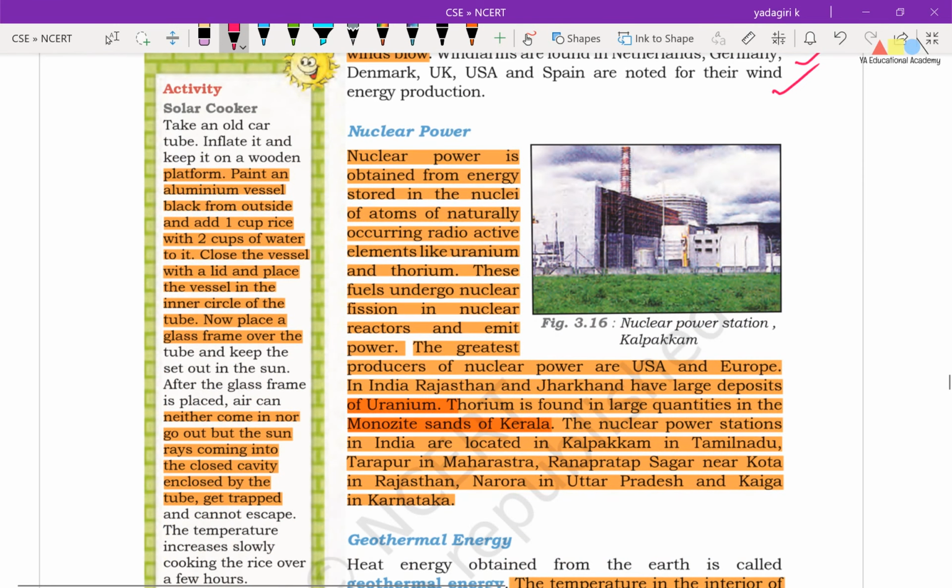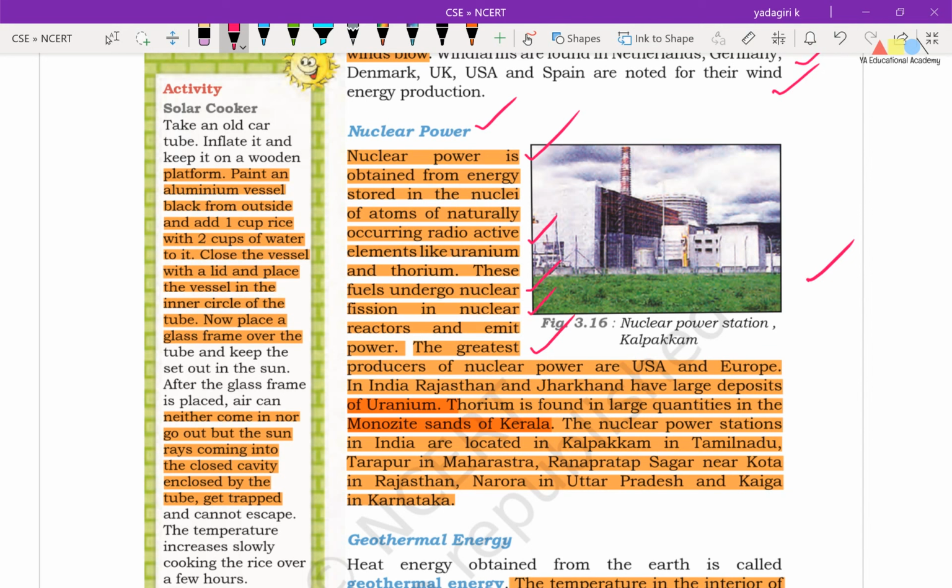Right friends, now we will try to understand some information about nuclear power. Friends, in this picture you can see nuclear power station at Kalpakam. Nuclear power is obtained from energy stored in the nuclei of atoms of naturally occurring radioactive elements like uranium and thorium. Friends, these fuels undergo nuclear fission, that is division, in nuclear reactors and emit power.